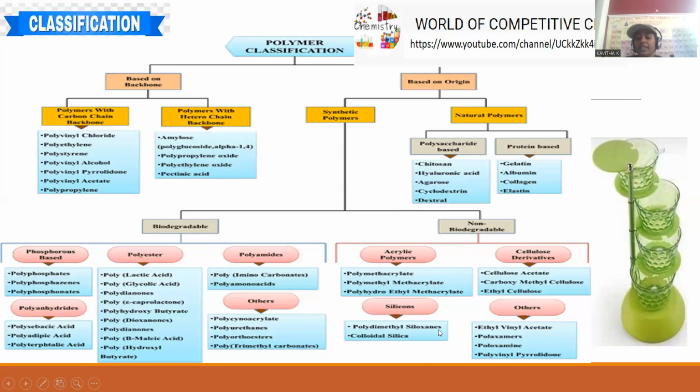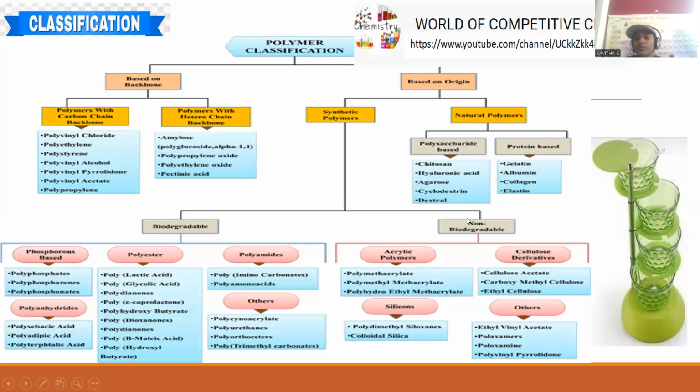Polydimethyl siloxanes: these polymers are composed of silicon, with side chain alkyl groups in addition to the oxygen. This kind of long chain is regarded as silicones. Colloidal silica will be there. Silica denotes what? SiO2. SiO2 is the repeating unit of silica, where sand is the simplest example. Colloidal silica is also non-biodegradable, but higher strength is present in these kinds of substances.